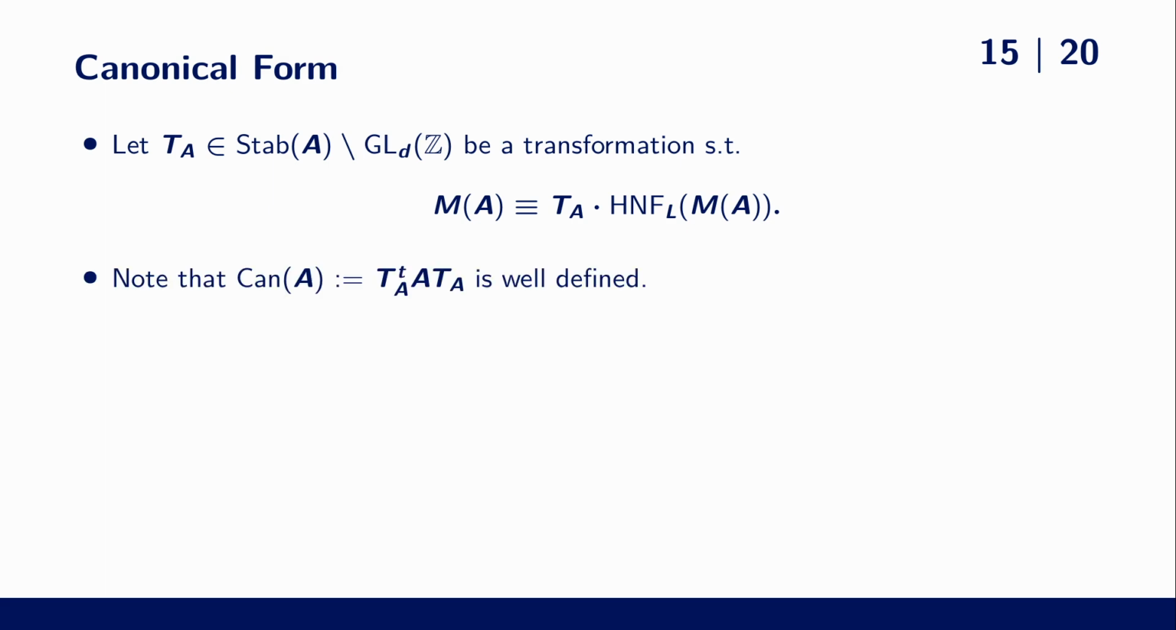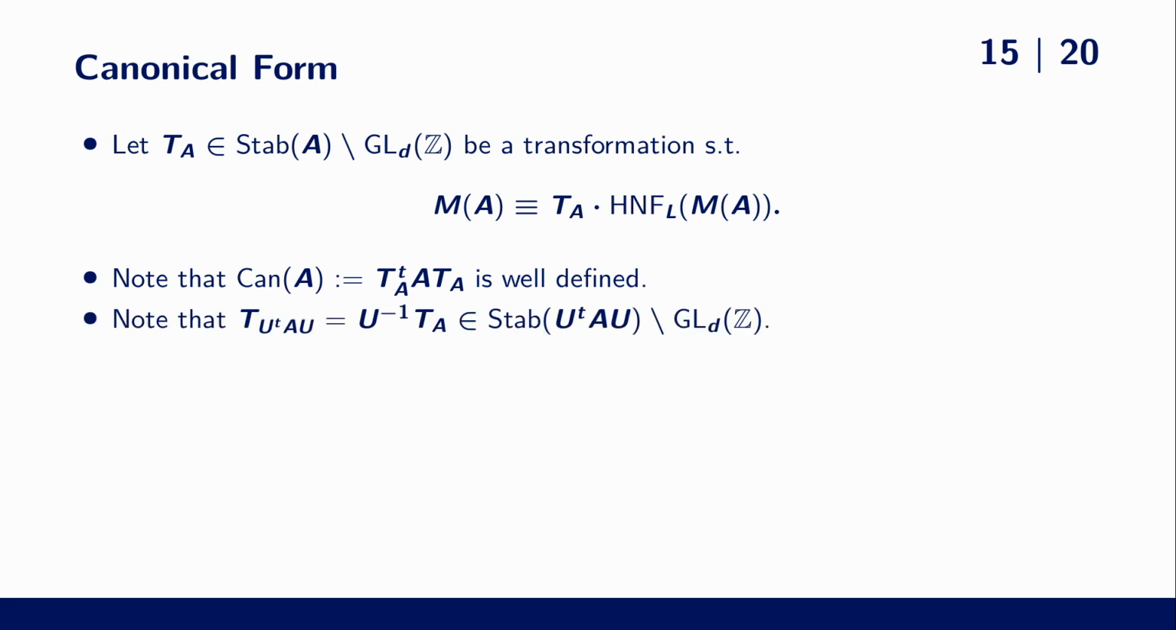However, we can still define our canonical function of A as T_A transpose A times T_A. And note that this, up to the stabilizer, doesn't matter for this because it all cancels to the A. So what remains to show is that this is actually a canonical function.